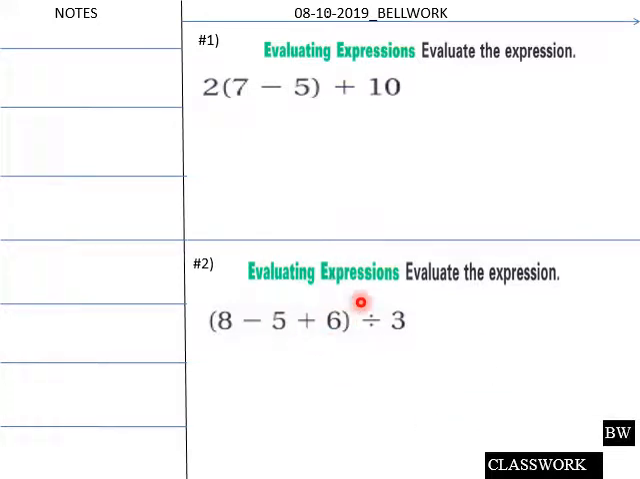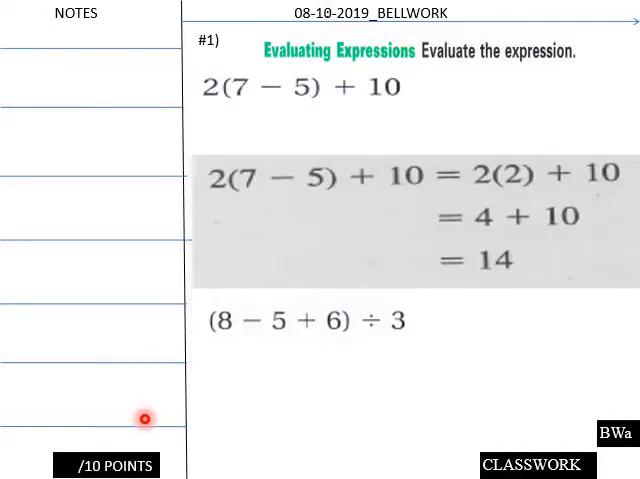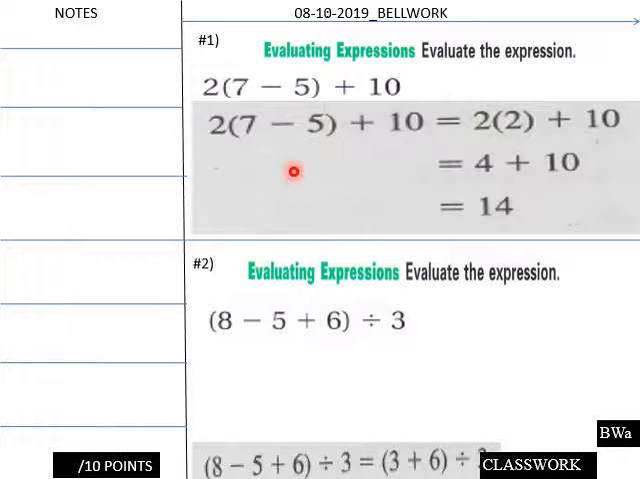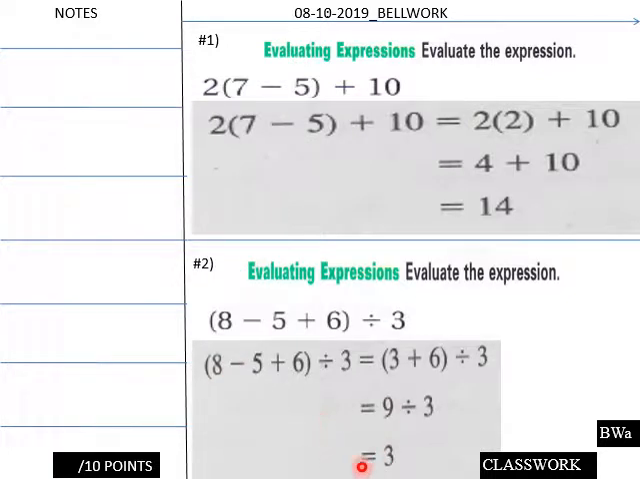Here is your bell work. Homeschoolers, this is your warm-up. Give you about 5 minutes to do this. Okay, welcome back. And here's your solution for number 1, it would be 14, and for number 2 it would be 3. You have to take it in order of operations here, and then you get 3. Both of them are order of operations.